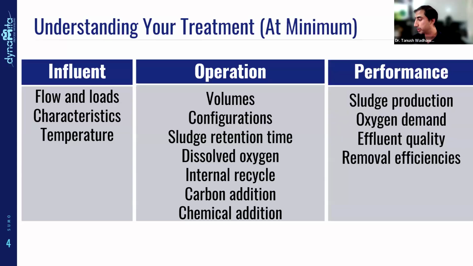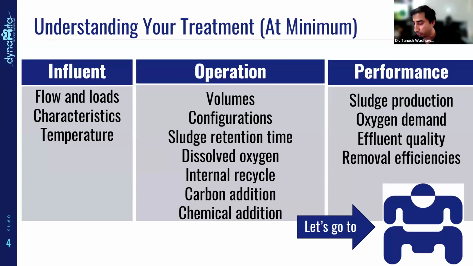And finally, looking at the performance criteria. So how do you evaluate the performance of your plant? Of course, you look at the sludge production, you look at the oxygen demand, you look at the effluent quality, and then you look at removal efficiencies, right? So these are the things you at minimum need to do to be able to understand, develop a model, and evaluate your process performance.